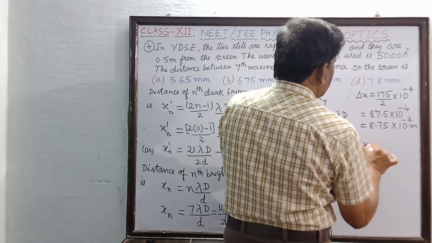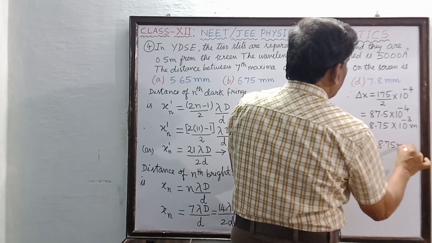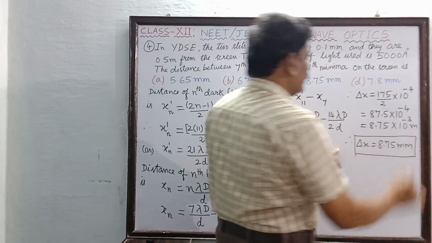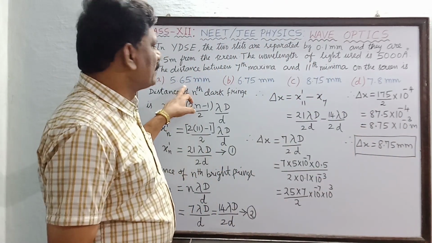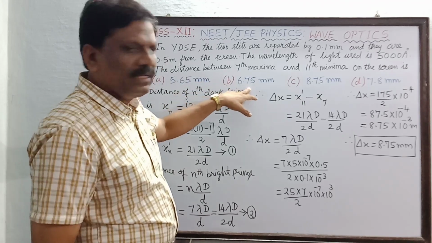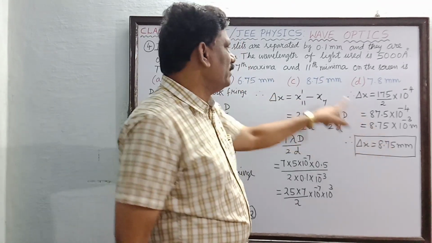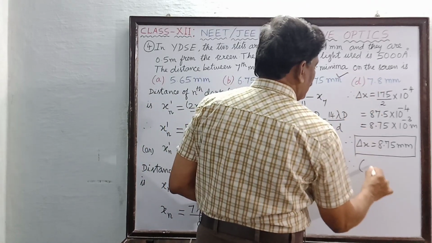Therefore delta x is equal to 8.75 millimeter. This is the required answer. Okay, students, which of the options is correct? A, not correct. B, not correct. C, that is the correct answer, 8.75 millimeter. So option C is the correct answer.